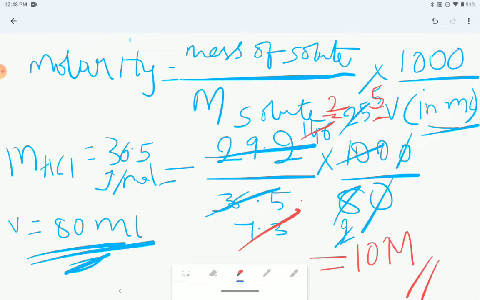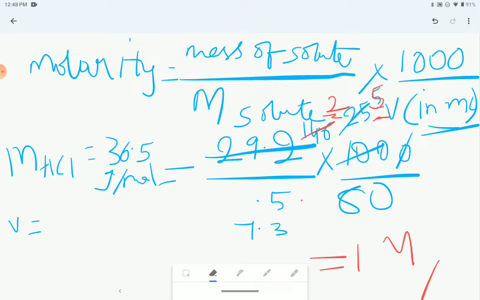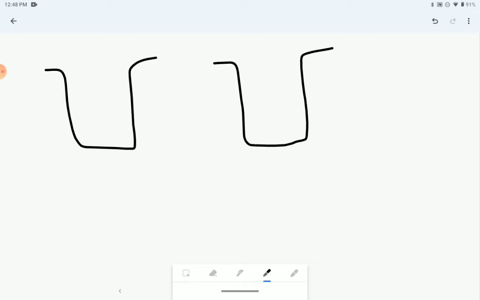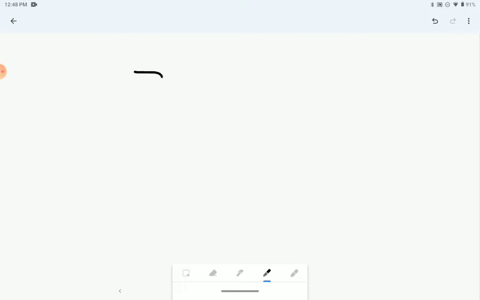Now we should find out the volume of the stock solution. So in order to find the volume of the stock solution, we should also know a concept which is dilution. Actually, I'll explain it in a clear way. Let us say we are having a beaker, and in this we are having some solution.